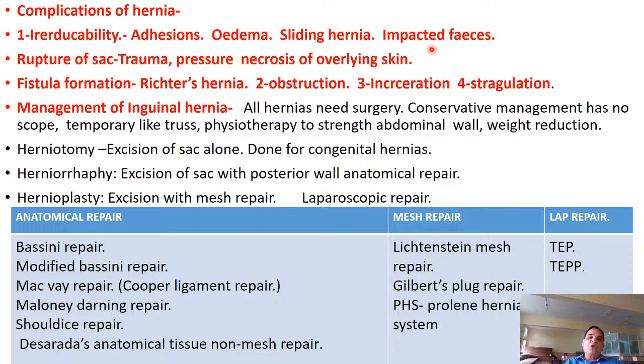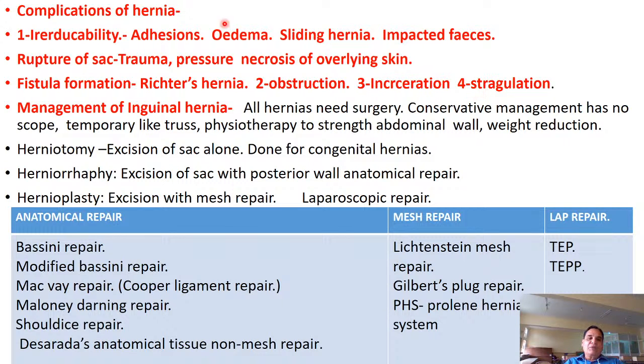Feces can be impacted into the hernia. Very rarely it can rupture due to trauma. That means the hernia sac is outside and trauma occurs over the inguinal region. It can rupture. Pressure necrosis of overlying skin: a long-standing indirect hernia which is not going inside can give rise to pressure necrosis of skin. Very rarely fistula formation. Other complications are like Richter's hernia, and major complications are, apart from irreducibility, obstruction, incarceration and strangulation. So remember only 4 major complications: irreducibility, obstruction, incarceration and strangulation.